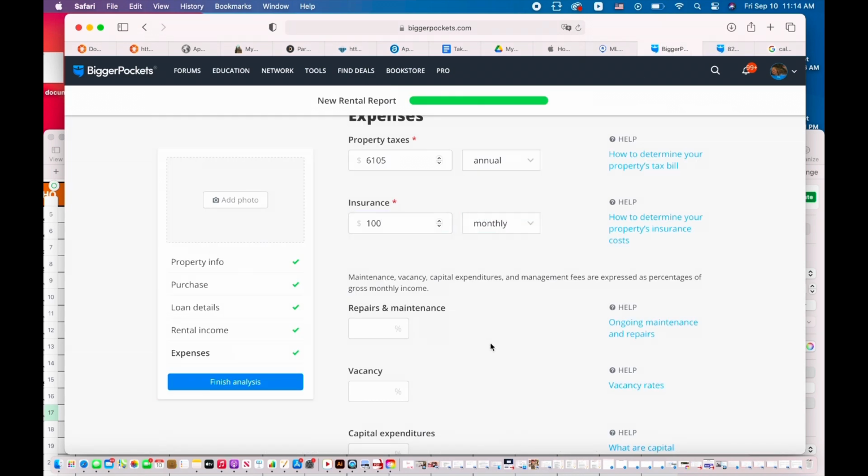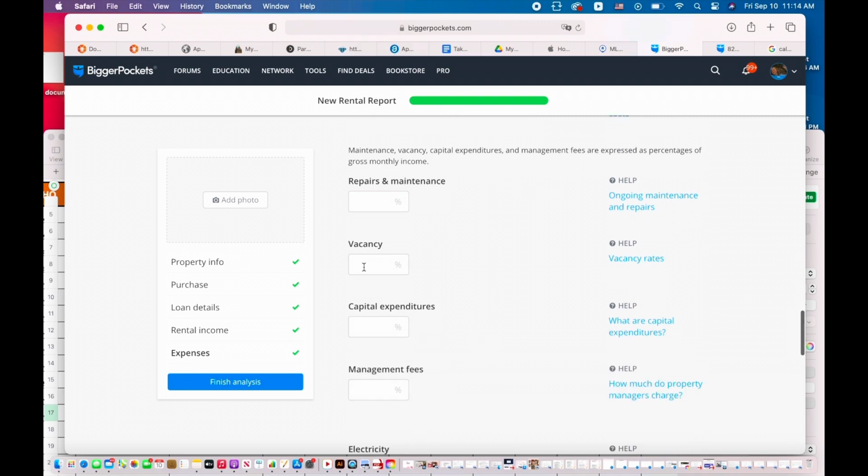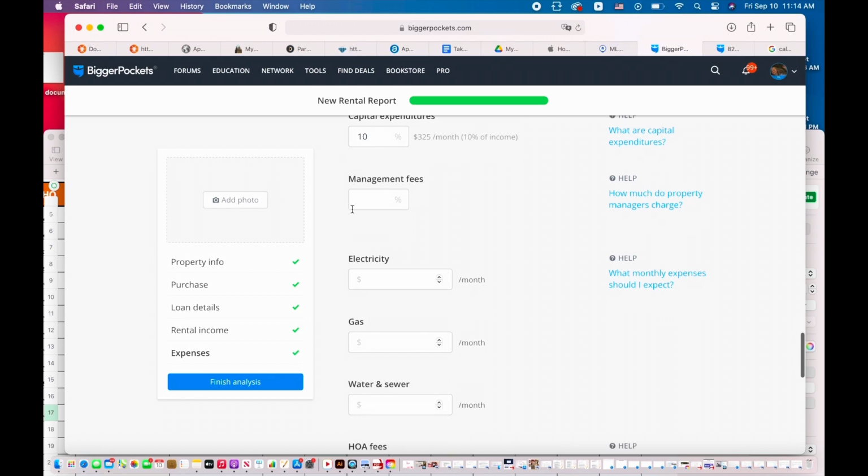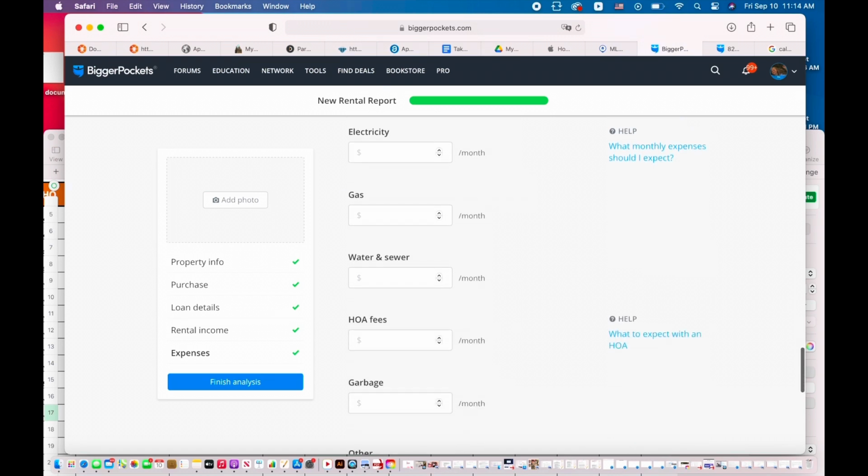And then for insurance, I usually stay in the range of $100 a month. For repairs and maintenance, I always do 10%. And capital expenditures, I also do 10%. Vacancy, 5%. Even though none of the units are vacant yet, there's always a possibility. Management fees, my management is personally 8%, but with all the fees, I like to just put 10%. And then water and sewer.